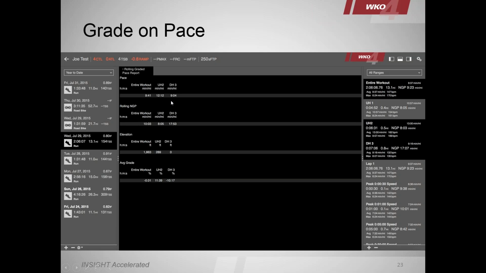Here we see the uphill pace of this runner being slower and the downhill pace being faster. But when you start looking at it in rolling normalized graded pace, you start talking more about what's the physiological cost of those efforts. They reverse. And I think that makes sense. I think it should make sense to you.